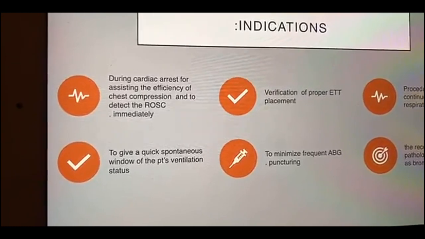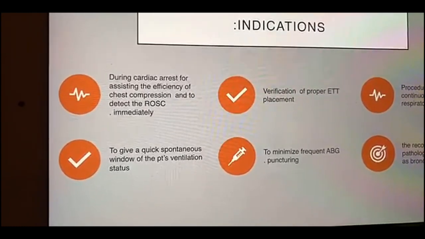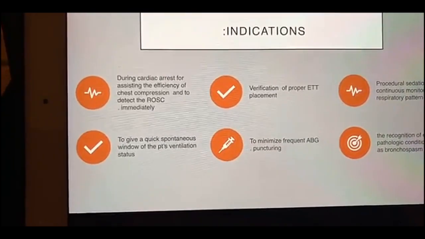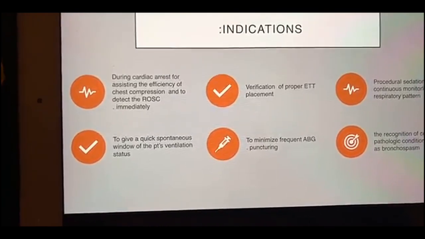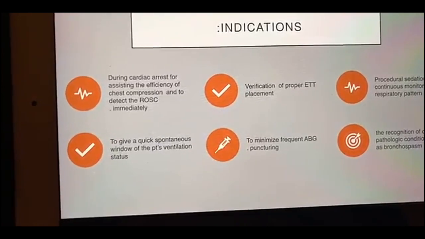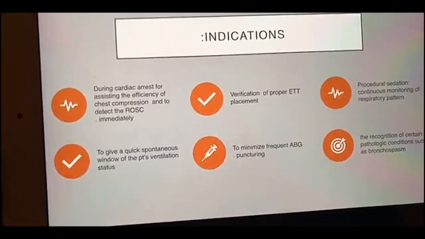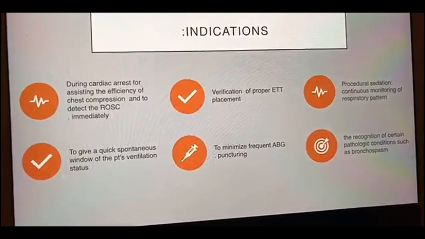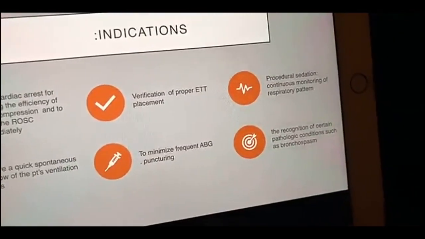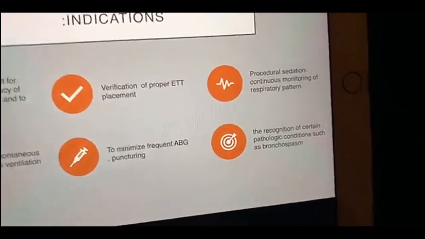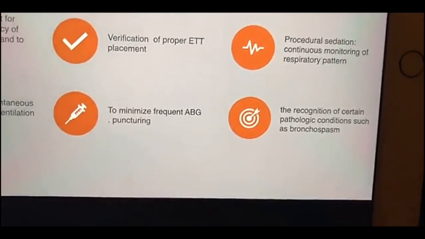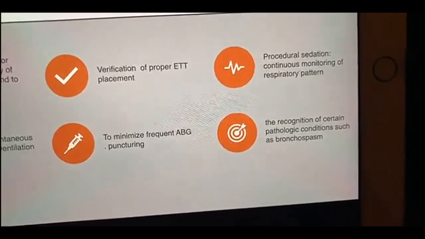And as an RT, we know how important CO2 is for head-injured patients. The only way we obtain CO2 level for those patients is by taking frequent blood gases to maintain the CO2 in a normal range, preventing hyperventilation or hypoventilation. So if you are using capnography, it will minimize the frequent ABG puncturing. And the last point is the recognition of certain pathological conditions such as bronchospasm. Some pulmonary pathologies will have a special pattern which can be easily recognized once we know the normal waveform of capnography.